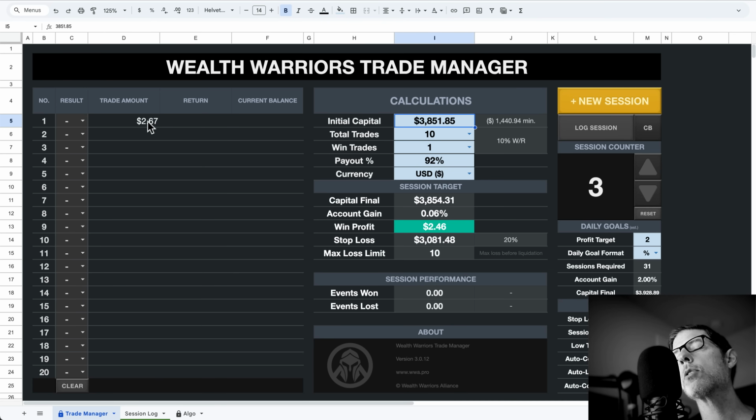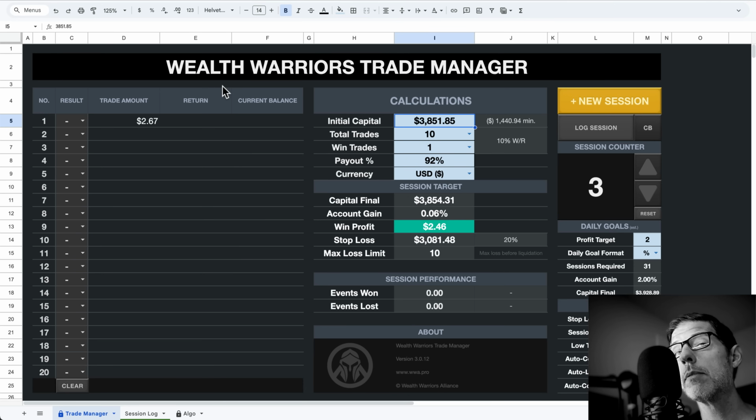Okay, and I want to answer the question that a lot of you guys have. Mark, have you ever blown your account with Pocket Option? I can't really remember when I blew my account. I may have lost like half of my account, but that was way back when there was no trade manager. I think it was the first couple of weeks I was trading with Pocket Option. I was trading like $10 trades and I lost like half of my account and then I just stopped. With the Wealth Warriors Trade Manager, I have never, ever blown my account, right?